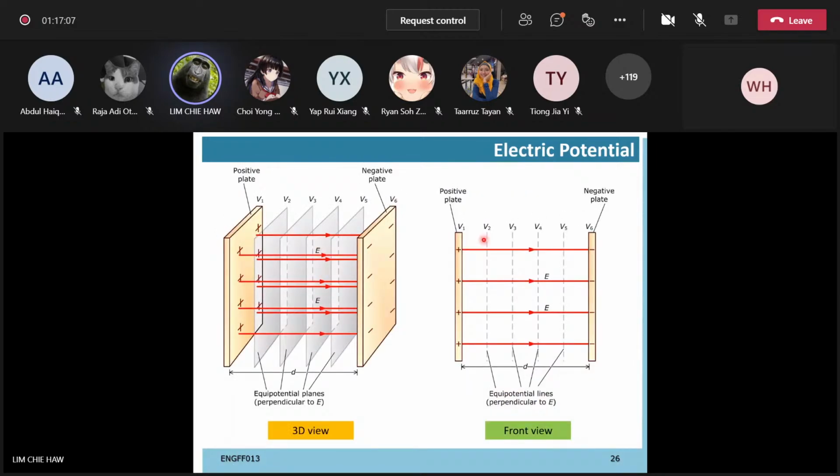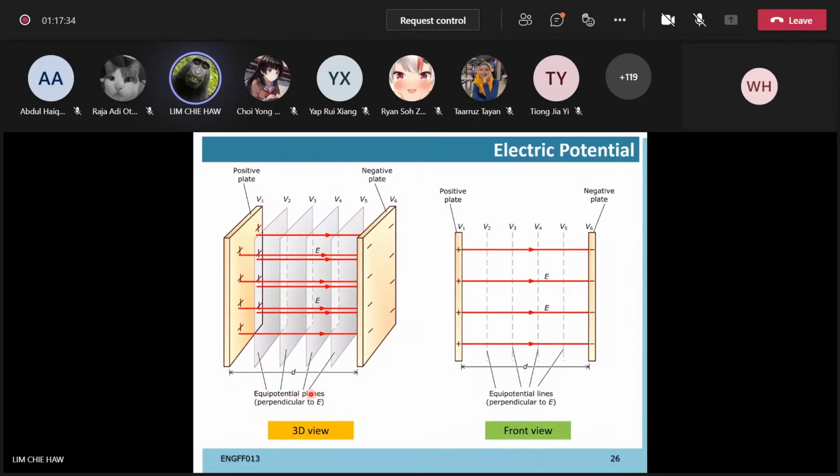All right, so this is just a 3D picture to give you a better view of the equipotential line. If you look at the side view or front view, this dotted line we call the equipotential line. But when you come to the 3D situation, you are not looking at a line, you're actually looking at a plane. Therefore, if you look at this diagram, this plane is the equipotential plane.